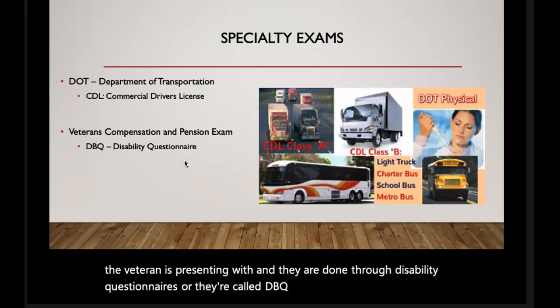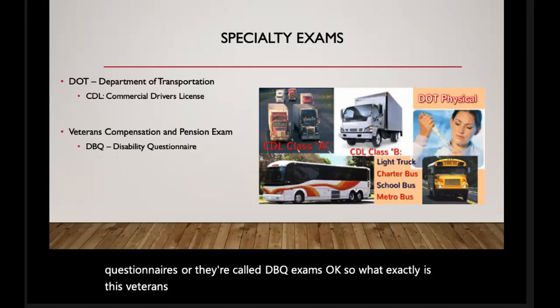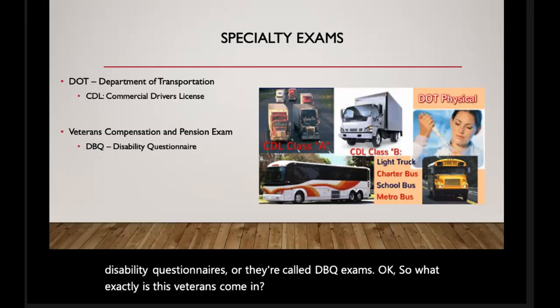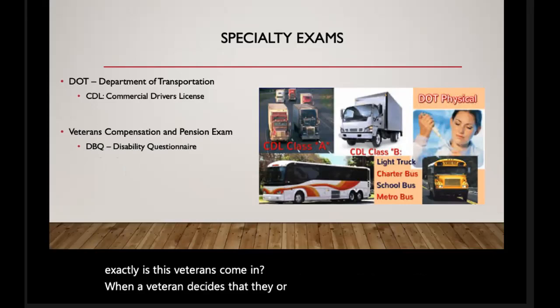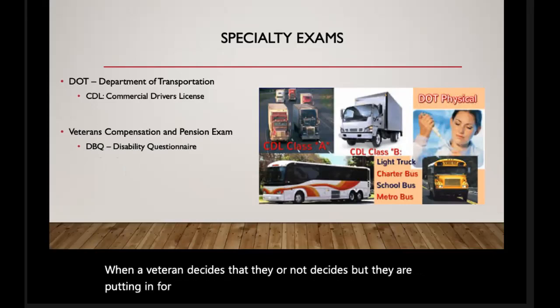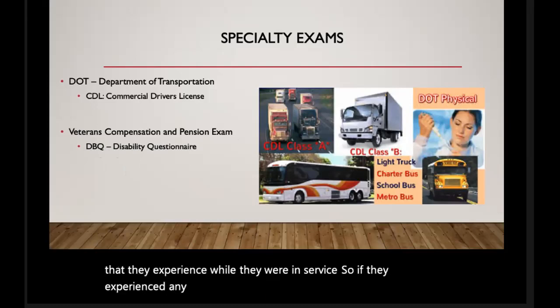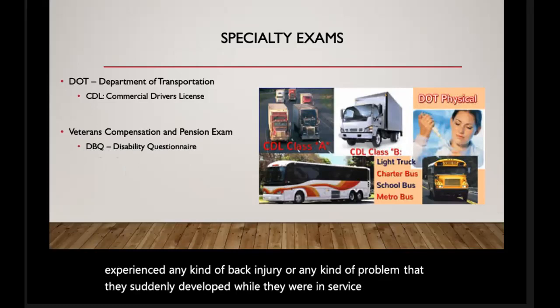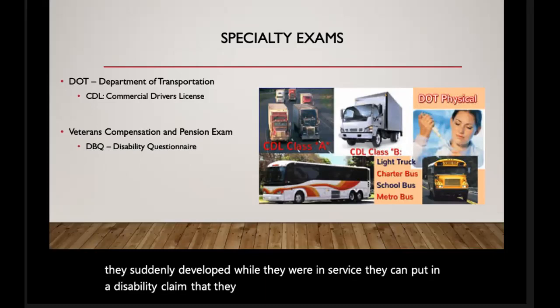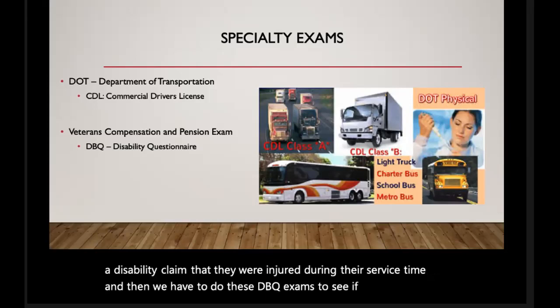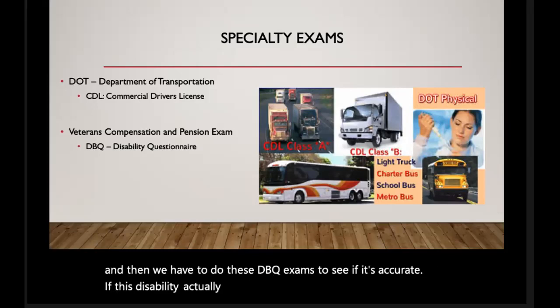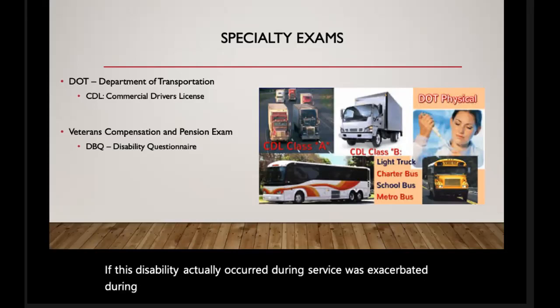Okay, so what exactly is this? Veterans come in when a veteran decides that they are putting in for a disability claim based around some kind of disability that they experienced while they were in service. So if they experienced any kind of back injury or any kind of problem that they suddenly developed while they were in service, they can put in a disability claim that they were injured during their service time. And then we have to do these DBQ exams to see if it's accurate, if this disability actually occurred during service, was exacerbated during service, or required care during service.